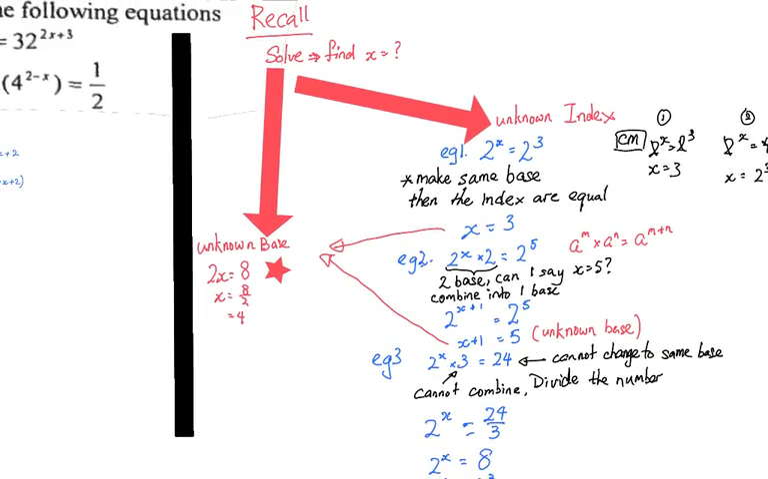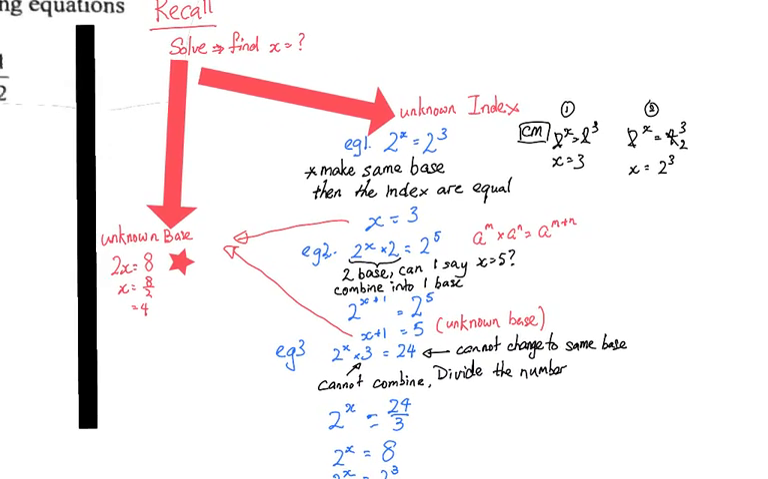Now so far we have learned solving of x in two different types. The first one is what we call unknown base, is when x is just 2 times x. So this is easy because I know x is equals to 4. Now the other type is called unknown index, where the unknown is actually the power. So it's not so straightforward.